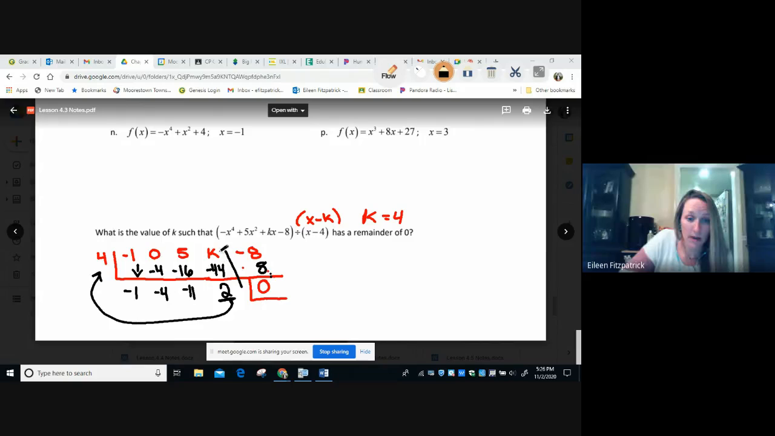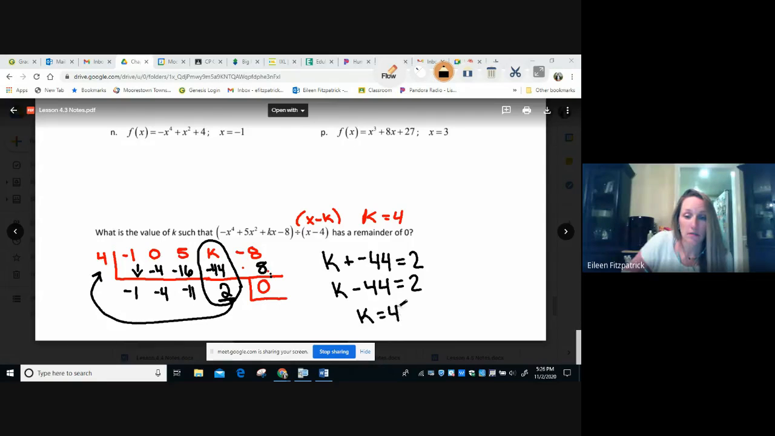So now look at what I have for this column. I know that when I take k and I add it with negative 44, it has to equal 2. If you want to clean it up so you don't have double signs, just look at it as a simple equation. So what does the value of k have to be? k would have to be 46. If k is equal to 46, then this synthetic division will work. I'm going to put a 46 over here. The synthetic division will work so that I'll have a remainder of 0. So with this problem, you work forward until you hit a dead end, work backward, and then figure it out from there.